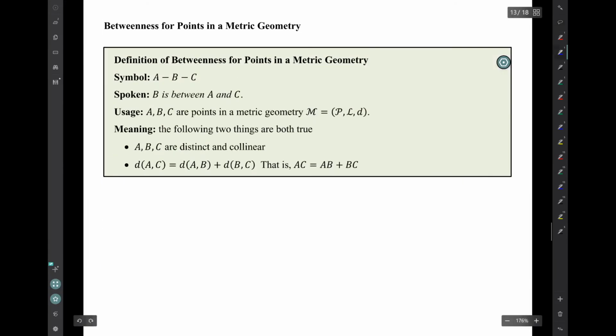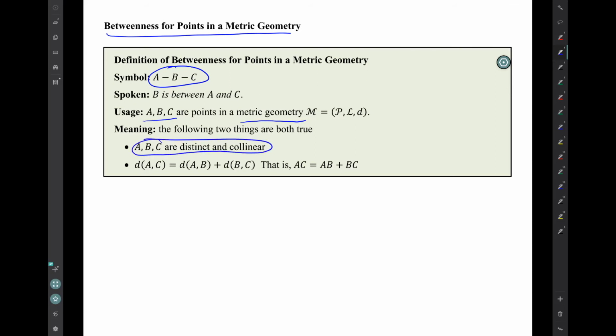Finally, I'm ready to introduce betweenness for points in a metric geometry. Here's the symbol, A-B-C. It's spoken, B is between A and C. You use this symbol when A, B, C are points in a metric geometry. What it means is that the following 2 things are both true. A, B, C are distinct collinear points. That's one requirement. And this equation has to be true. That is, AC equals AB plus BC. That is, the distances add up.